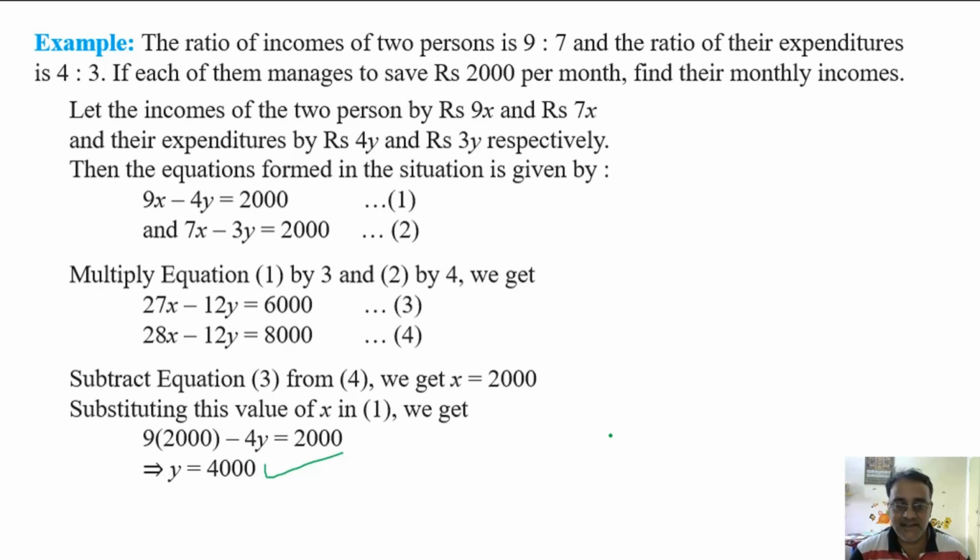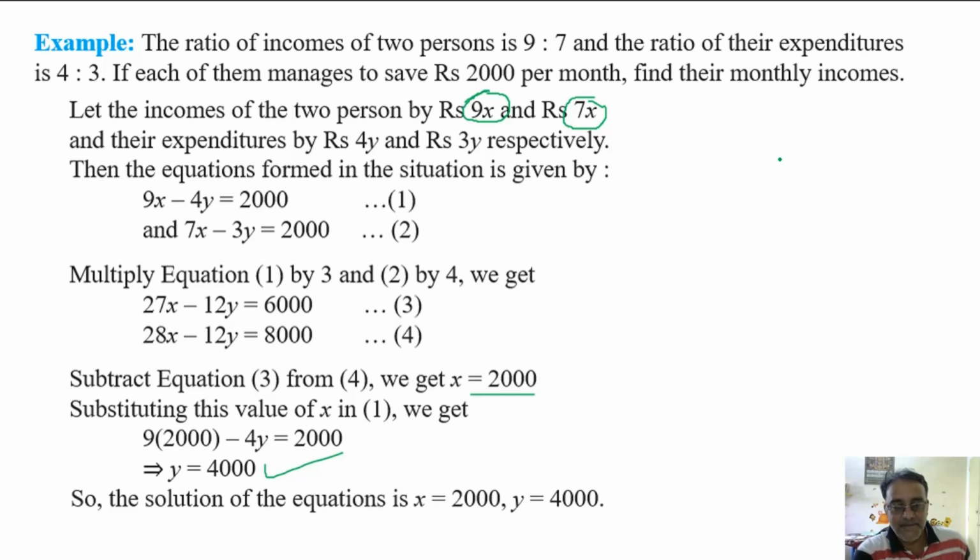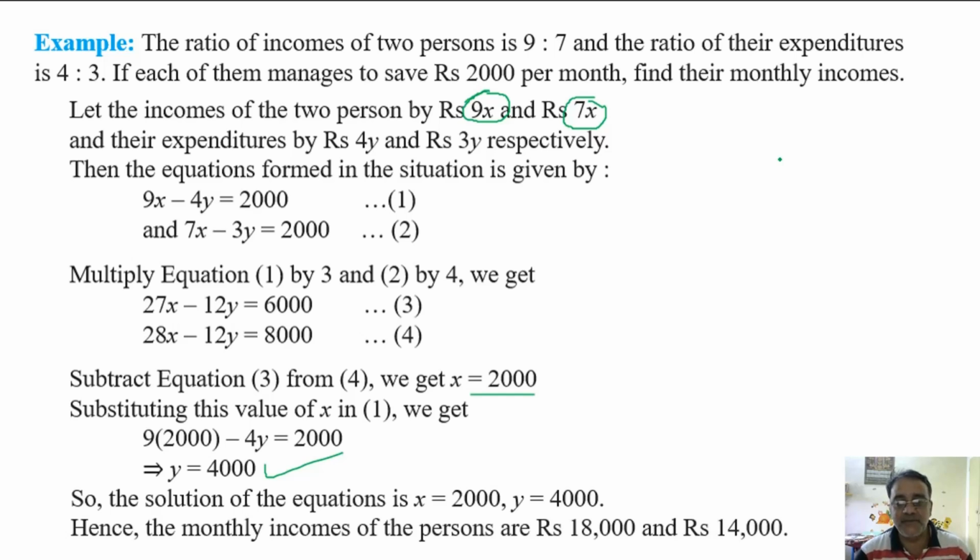So hence the monthly income of the first person is 9x. Expenditure नहीं, इनकम ही निकालना है. तो 9 into 2000, 18,000. Right. The other person, 14,000. Right. So the solution of the equation is x is equals to 2000, y is equals to 4000. Hence the monthly incomes of the persons are 18,000 and 14,000. Any doubt in this question?